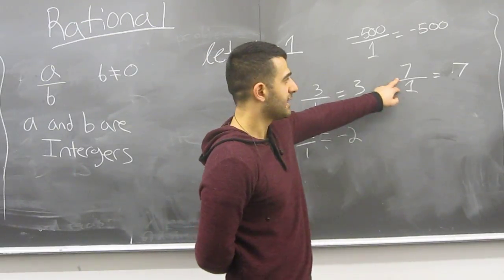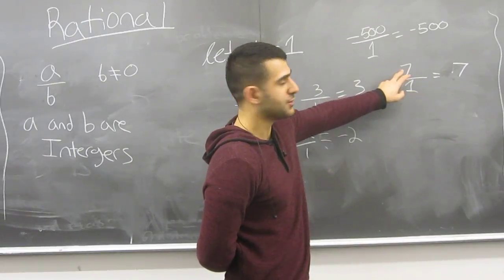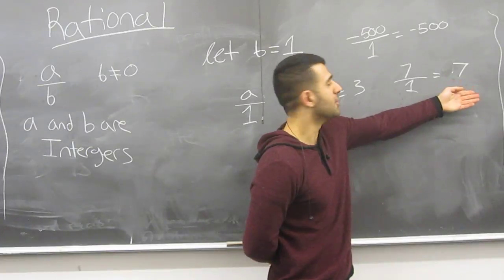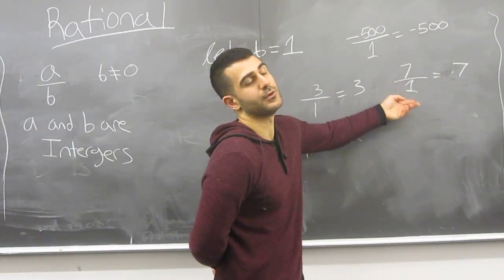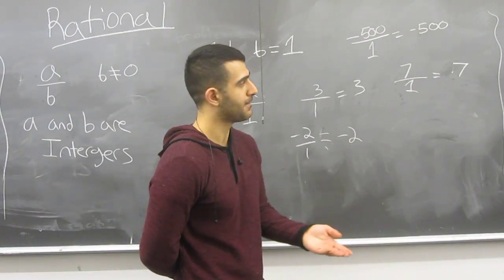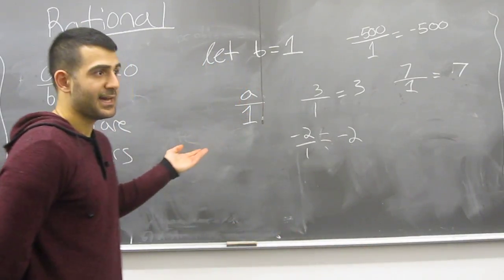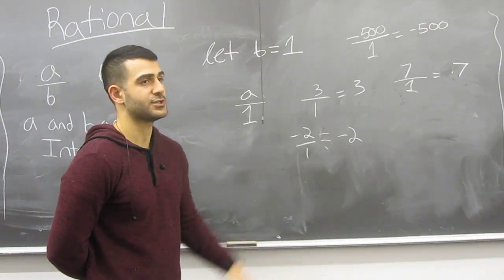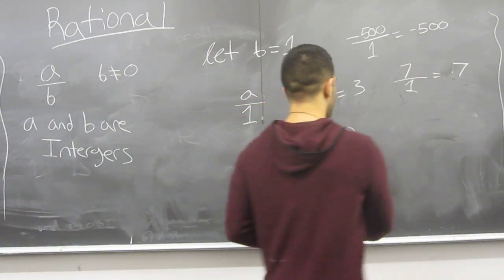If you have any integer over 1, it's just the same thing as writing that integer. There's no point in writing 1 over and over and over. There's no point in writing 9 over 1 or 10 over 1. You just say 10. So you can see how any integer can be written as a rational number. So let me just show you.